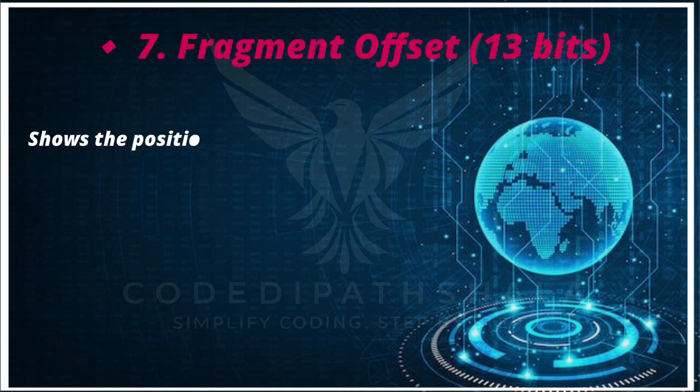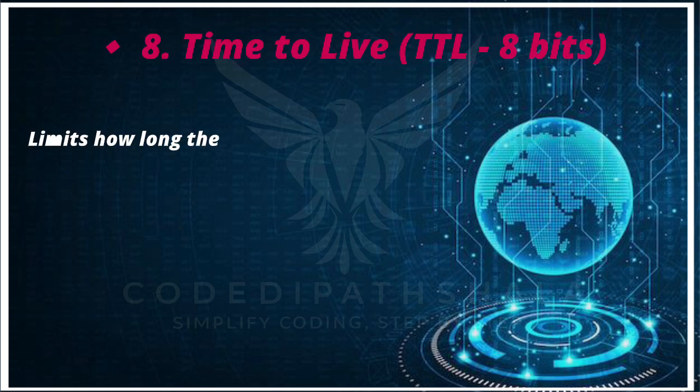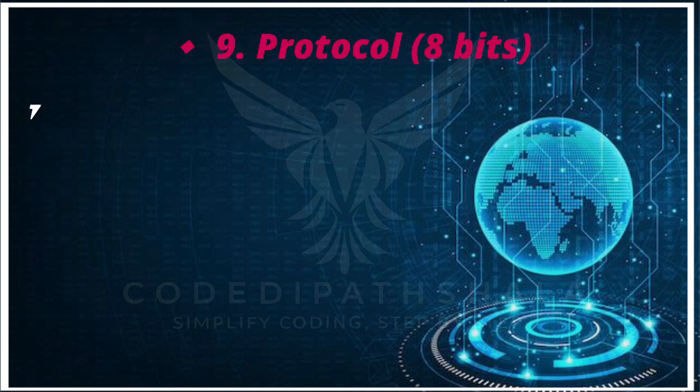7. Fragment offset, 13 bits. Shows the position of a fragment in the original data. Used when large packets are broken into smaller ones. 8. Time to live, TTL, 8 bits. Limits how long the packet should stay on the network. Prevents infinite loops.